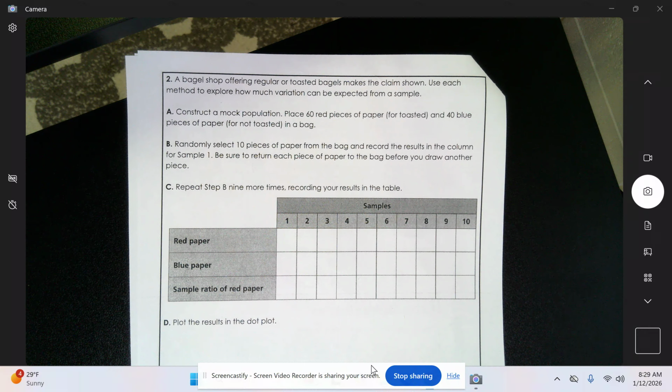Whatever number's on the bag, that's that number on the graph, you put the tally on it. You and your partner are recording it on your paper.